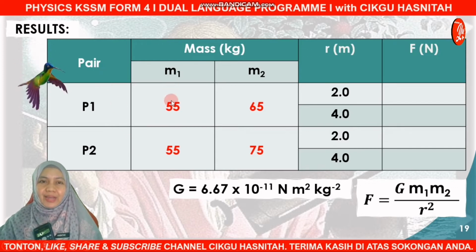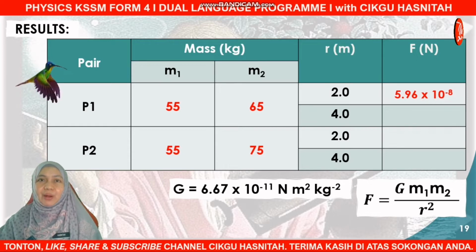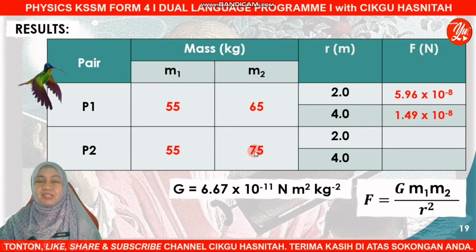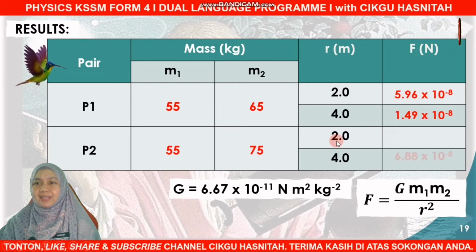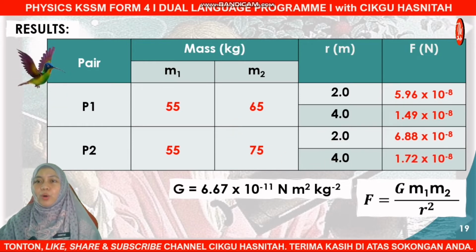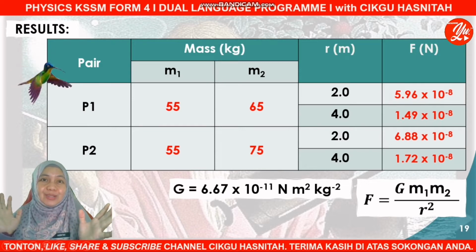As for my table, when M1 is 55 and M2 is 65, at a distance of 2 meters, the gravitational force acting is 5.69 times 10 to the power of negative 8. And when the distance increases to 4 meters, what happened to the force? It is now 1.49 times 10 to the power of negative 8. And for the second pair with M1 55 kg and M2 75 kg at a distance of 2 meters, the force acting is 6.88 times 10 to the power of negative 8. And when the distance is 4 meters, now the force acting is 1.72 times 10 to the power of negative 8. So I hope you have filled your table as well.